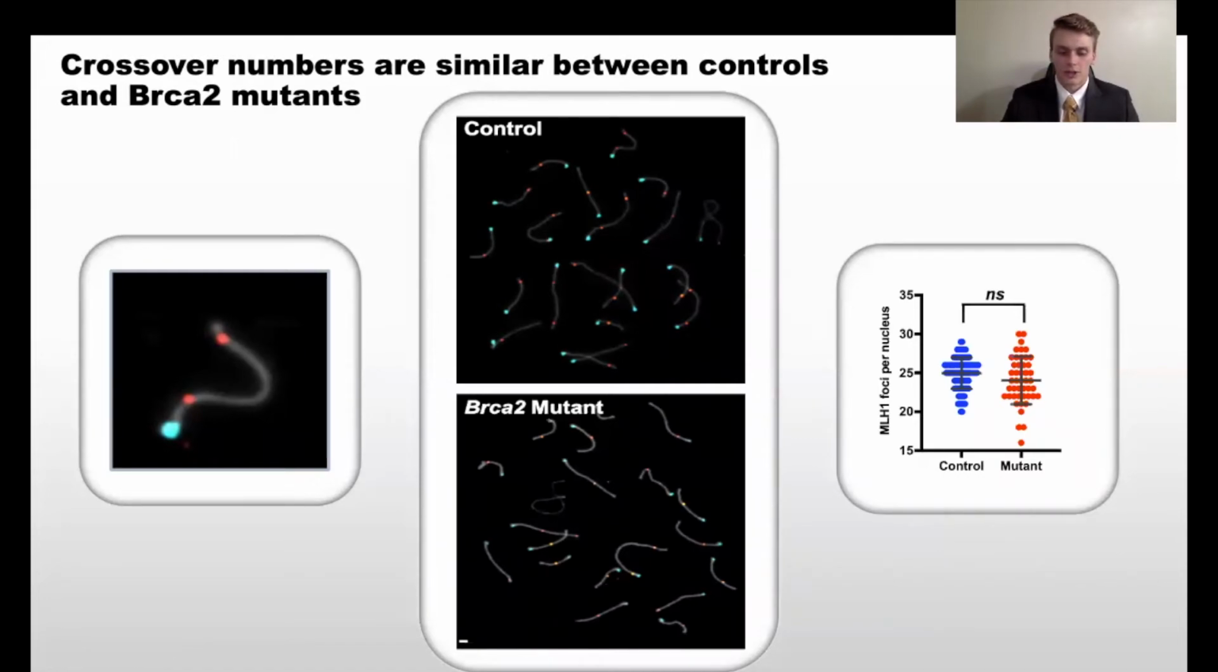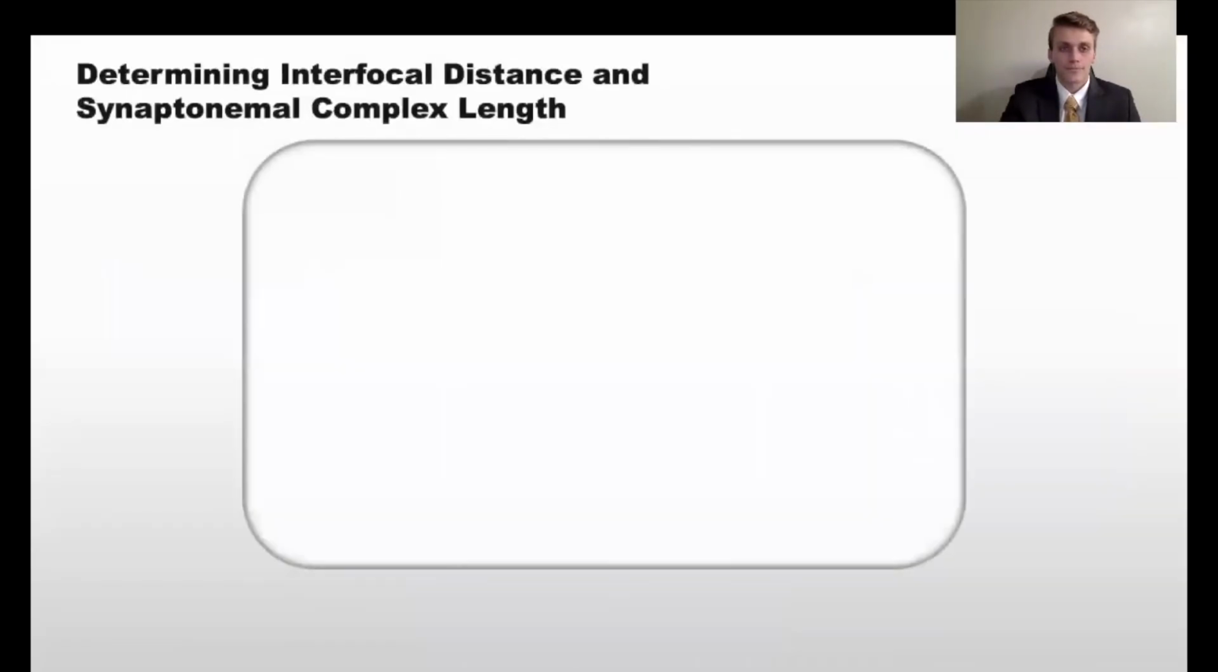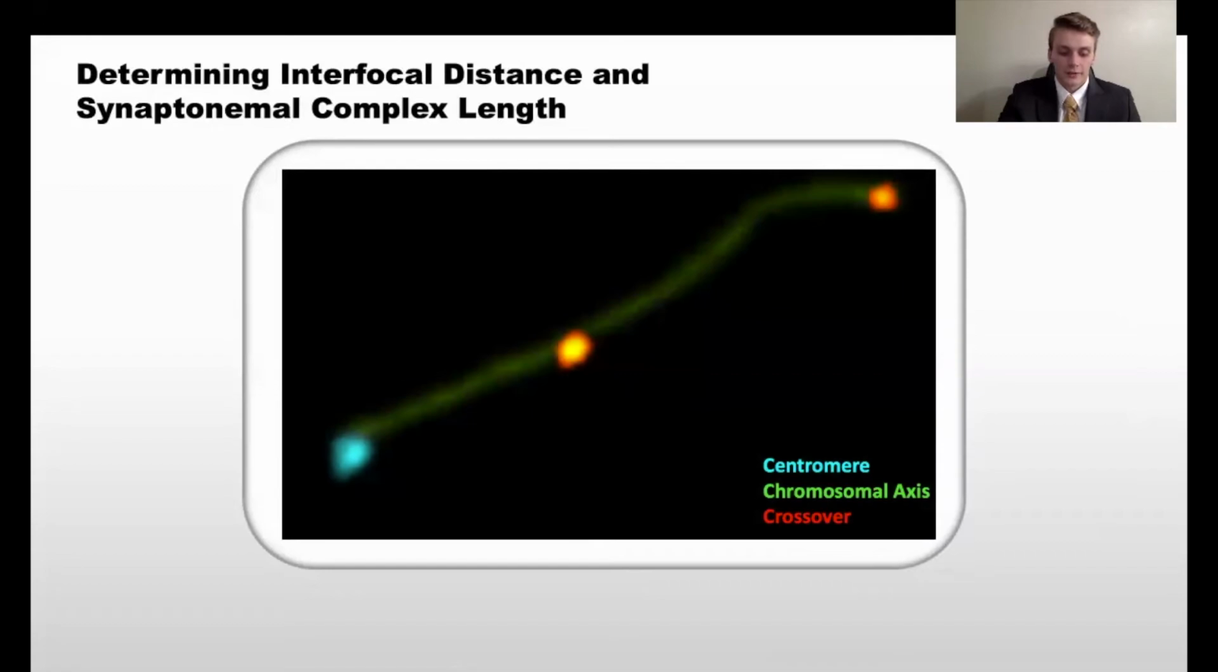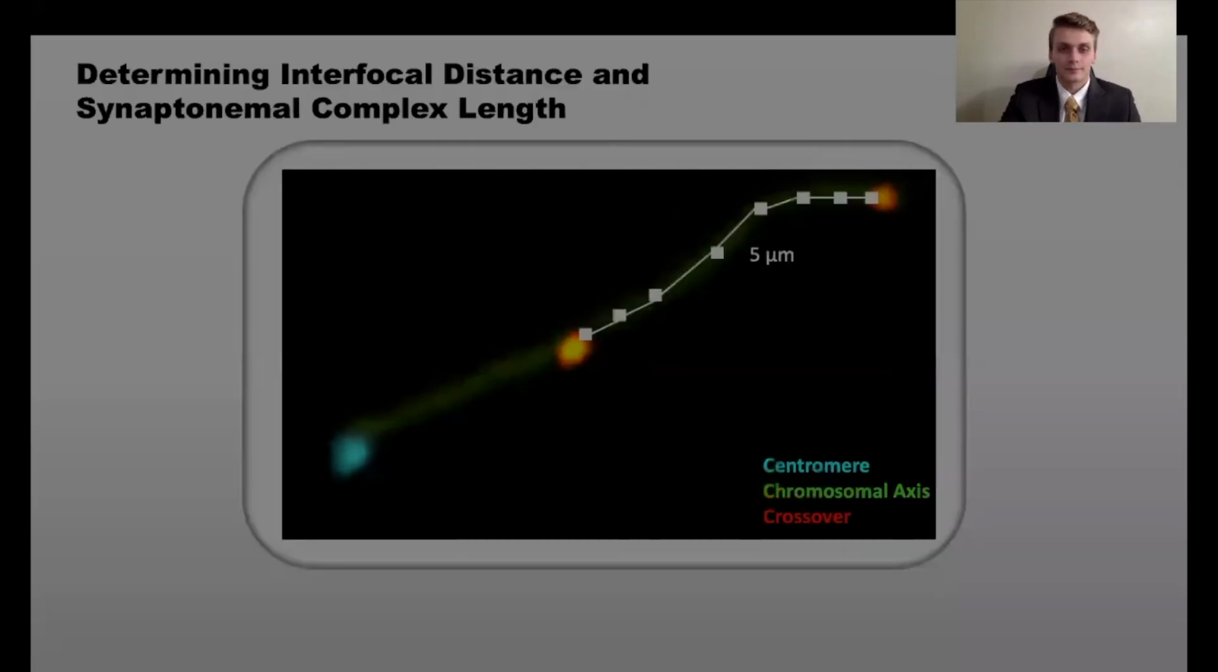Although crossover formation of BRCA2 mutant spermatocytes looks largely normal, we next sought to investigate if crossover regulation follows the normal pattern as well. To understand crossover regulation, we used Velocity software to analyze the nuclear spread images, where I painstakingly measured the interfocal distances and synaptonemal complex lengths like so, using small rectangles connected to give us a length value. These values were then integrated into a spreadsheet and then GraphPad Prism 8 like the previous data.